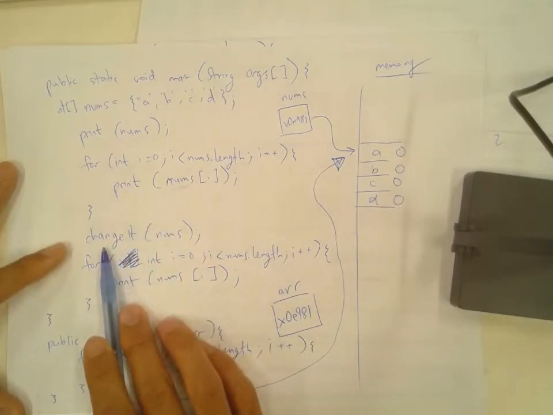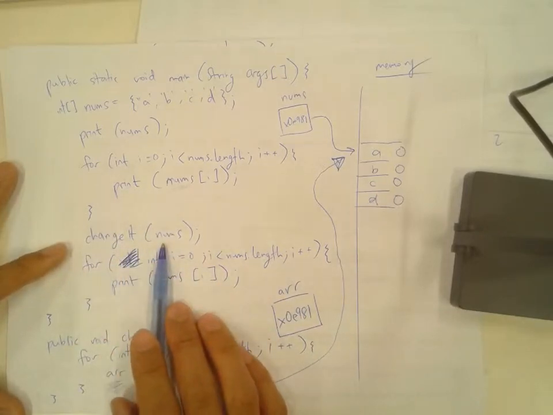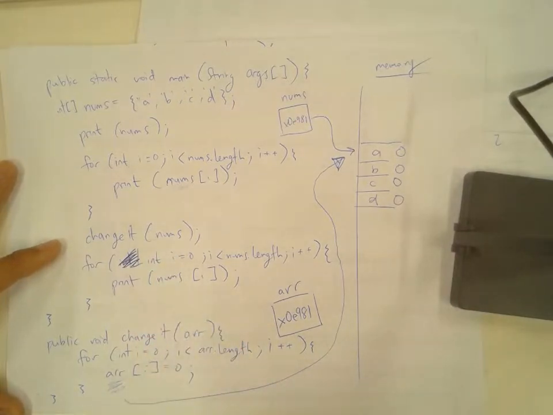We come downstairs one line, and it runs changeIt, passing it nums. Now, when you pass an object to a function, you pass by reference versus pass by value. Passing by reference means you pass the memory location to the function. Passing by value means you pass the content of the variable to the function. And what you need to understand is that when you pass an object to a function, you pass by reference. You pass the memory location. When you pass a primitive data type, you pass by value. You pass the number that's inside of the variable, not the memory location of the variable itself.